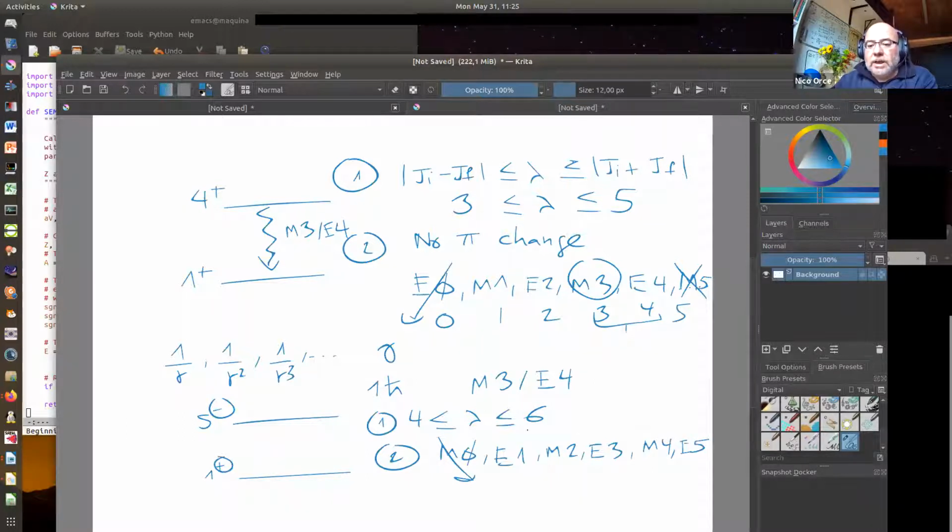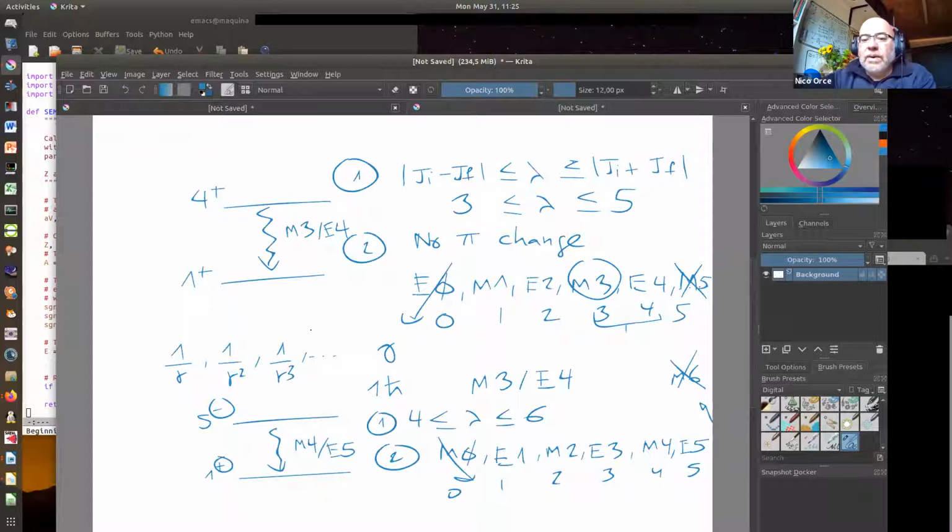So then 4 to 6: 0, 1, 2, 3, 4, 5, and then the next one would be an M6. Again, it is the same situation as before. Once we hit the electric, with M4 being the minimum, it comes with the electric E5, but once we hit the electric E5, the next magnetic is negligible, right? So this will be an M4, and again an admixture, a mixed transition, with E5, right?